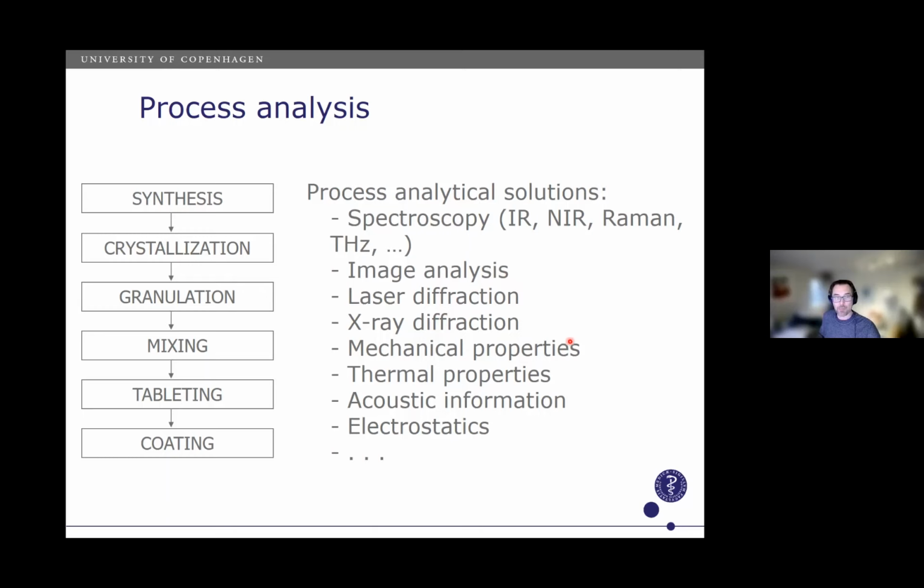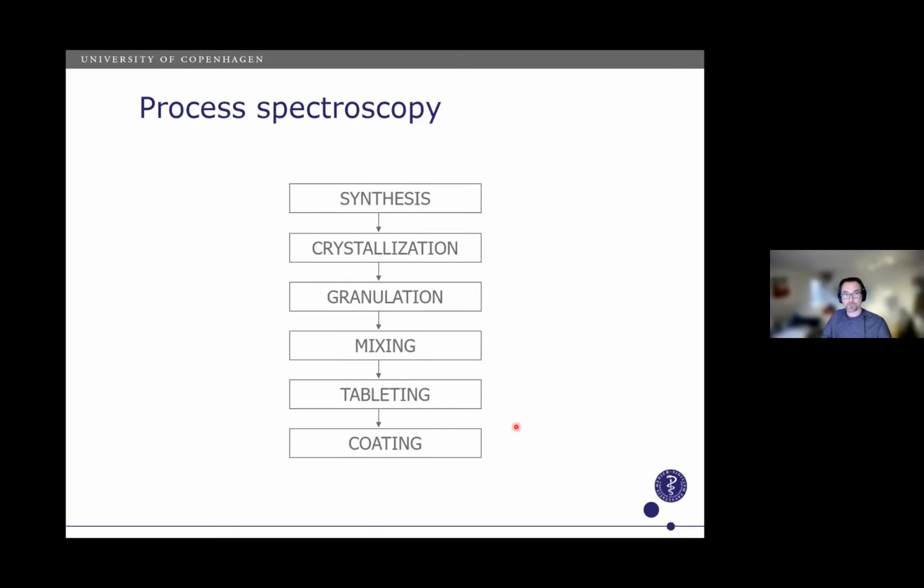Tabletting process can be measured by looking into mechanical properties, thermal, even acoustic information, and electrostatic charging of material can be measured directly from the moving material. So there's quite a lot of different process analytical tools out there, and in this lecture I would like to walk through a few examples so that you get an idea of what these potentially could be used for.